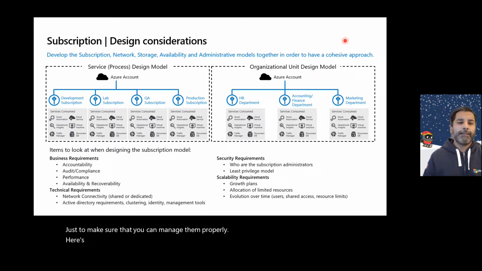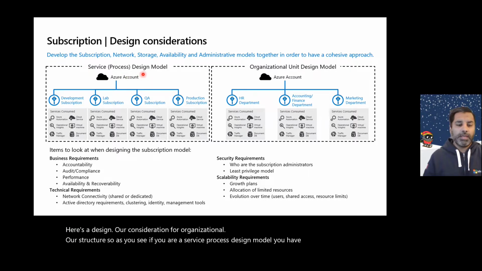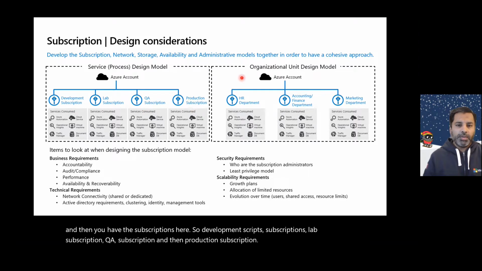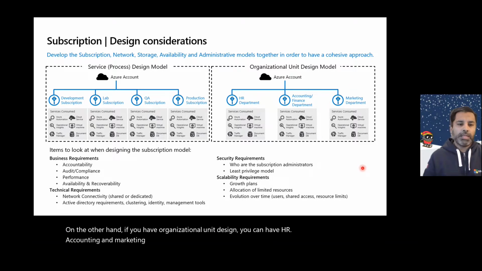Here's a design consideration for organizational structure. If you are a service process design model, you have the account, and then you have the subscriptions here: development subscription, lab subscription, QA subscription, and then production subscription. On the other hand, if you have an organizational unit design, you can have HR, accounting, and marketing. So it really depends on how you want to do this. What are the things you're looking for? Meaning, how is your organization going to be defined?